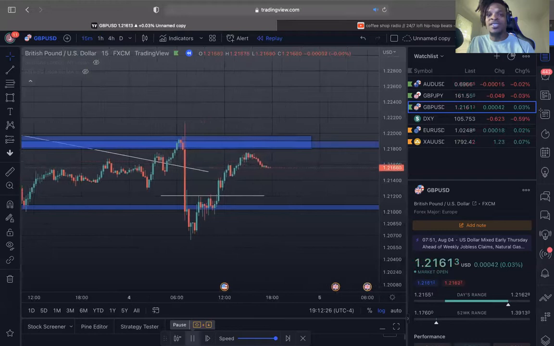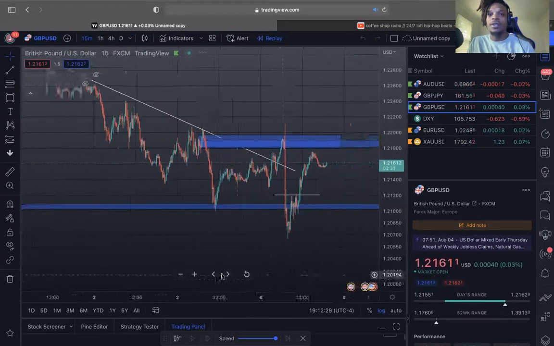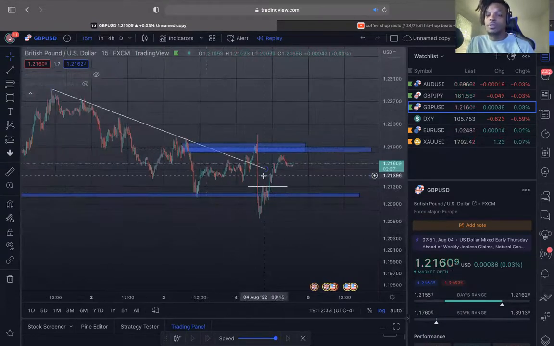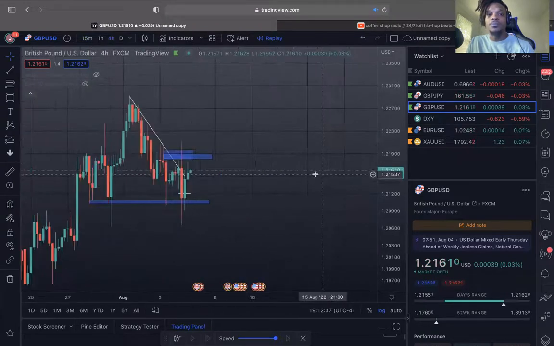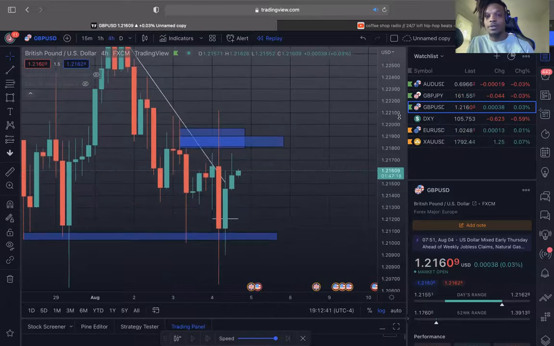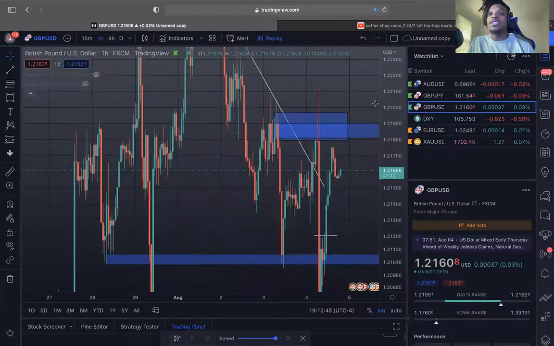GBP USD now is currently right here. So it's pretty ugly. It's really choppy. I mean, right now it's bulls, buys in my opinion, because if you look at the 4 hour time frame, all you see is 3 bullish candles in the 4 hour time frame. As far as right now, I'm not saying for everyone, but for right now, I'm still thinking it's ultimately sells.